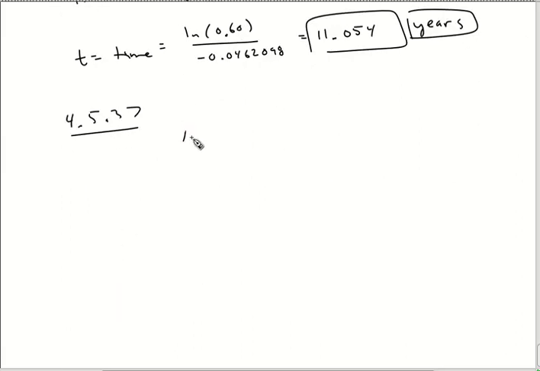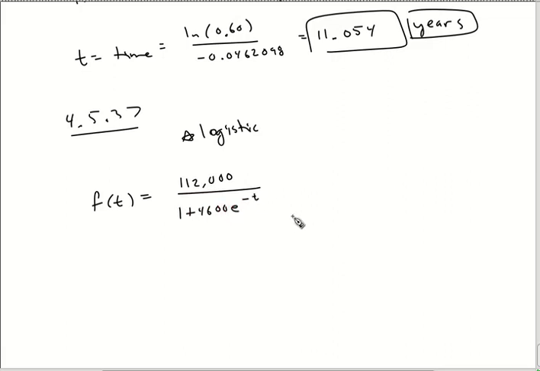4.5.37. This is a logistic growth model. Logistic growth and all that stuff. We had seen this earlier in an earlier section, but this is the section where it really has a lot more applications. So I have f of t is equal to 112,000 divided by 1 plus 4600 e to the negative t. Okay. Now, it says here in my notes that I already did this problem. I don't really know when, but this is an easy problem to do. You're just going to plug stuff in.